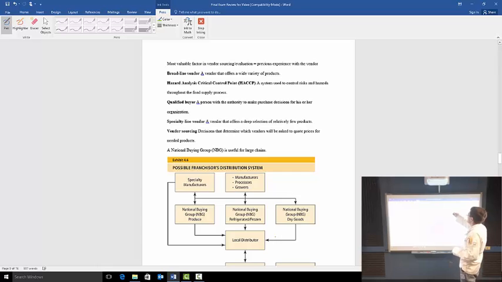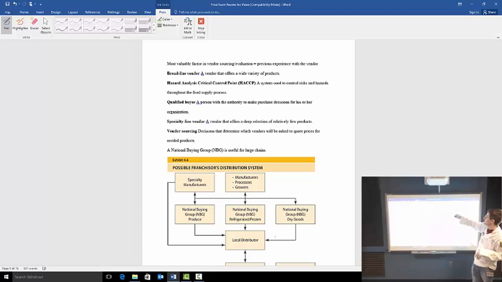With all of that being said, the most valuable factor in vendor sourcing and evaluation is previous experience with the vendor. History tends to repeat itself. So if you have previous experience with the vendor or someone in your operation does, take that under due consideration very carefully. So some of our different types of vendors.